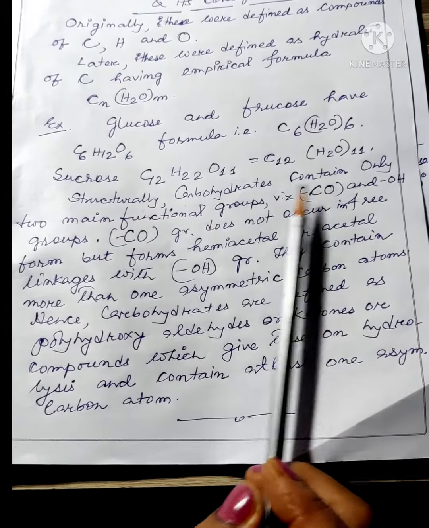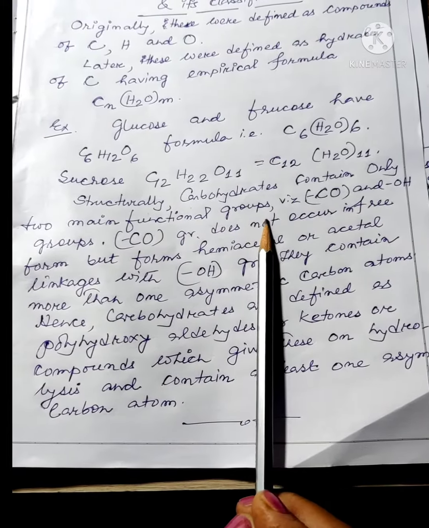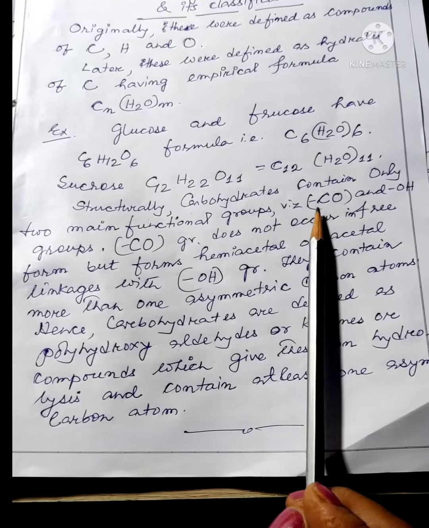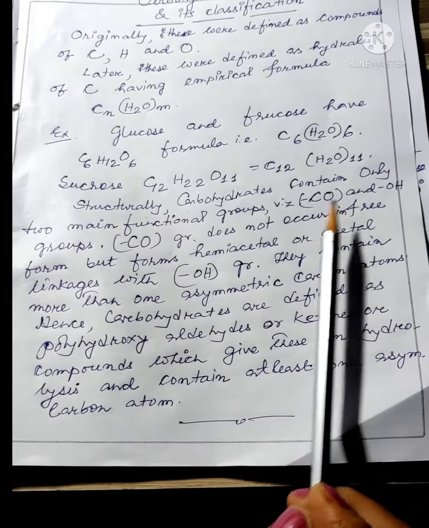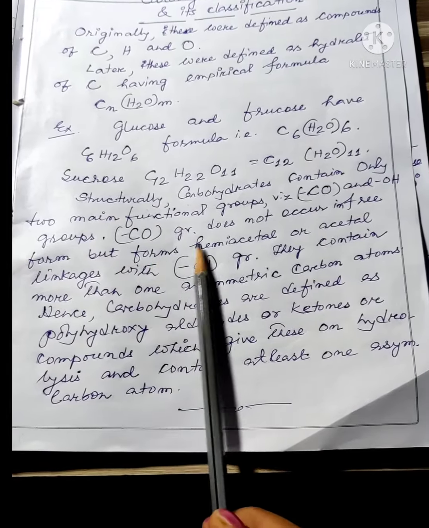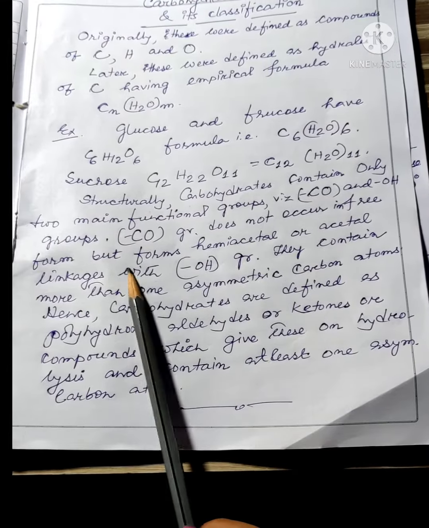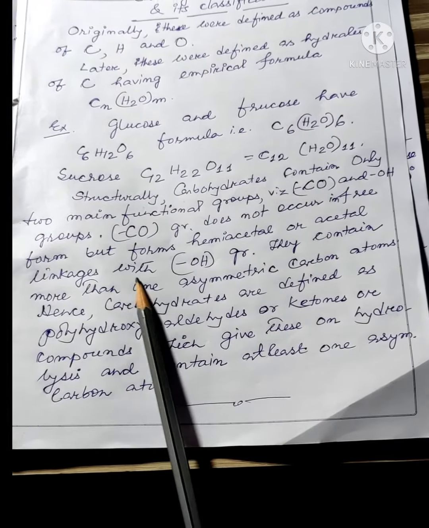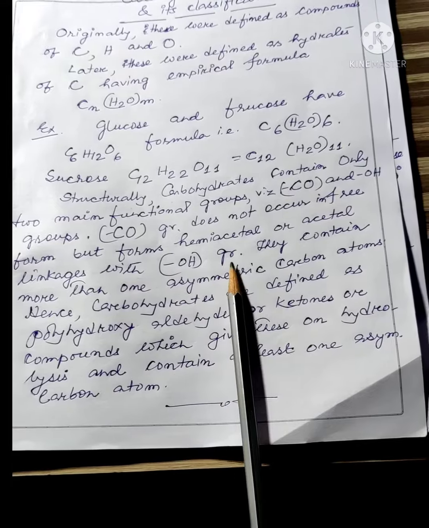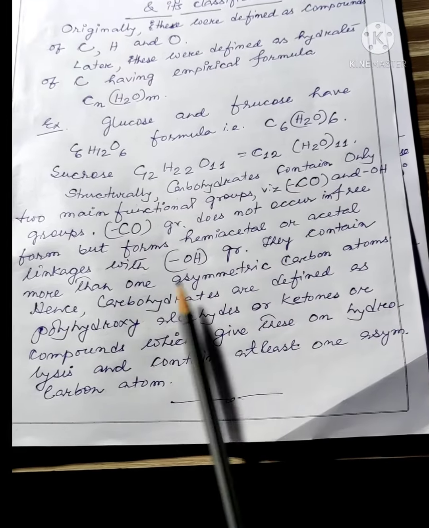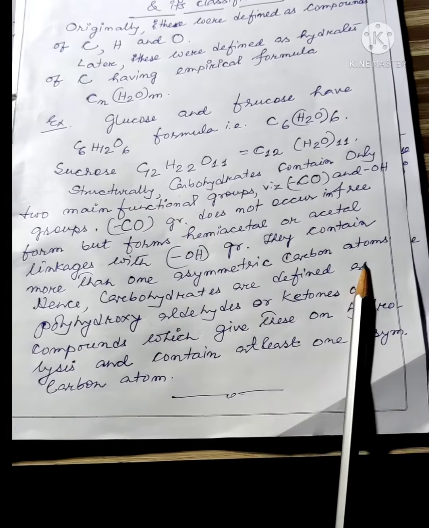Structurally, carbohydrates contain only two main functional groups, for example, carbonyl group and hydroxyl groups. Carbonyl group does not occur in free form but forms hemiacetal or acetal linkages with hydroxyl groups. Carbohydrates contain more than one asymmetric carbon atom.